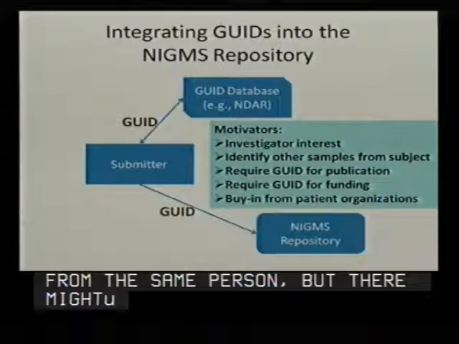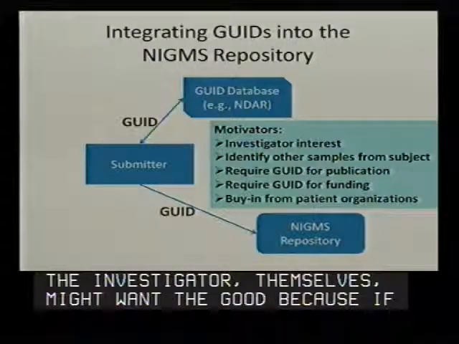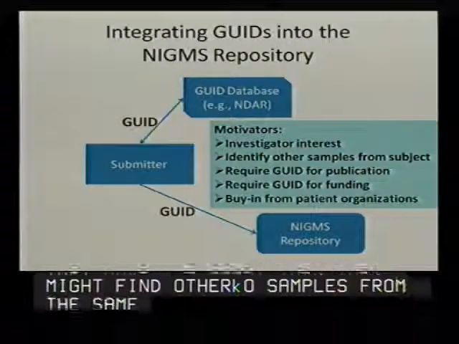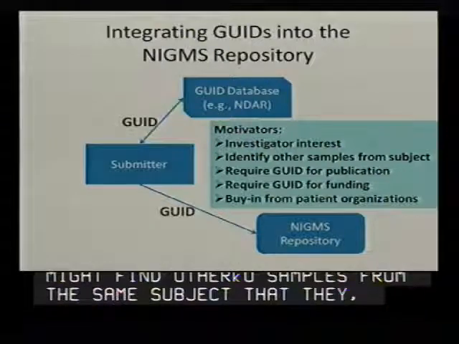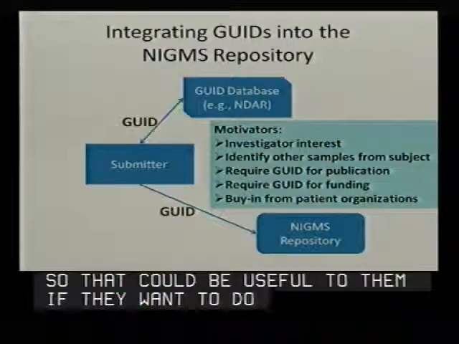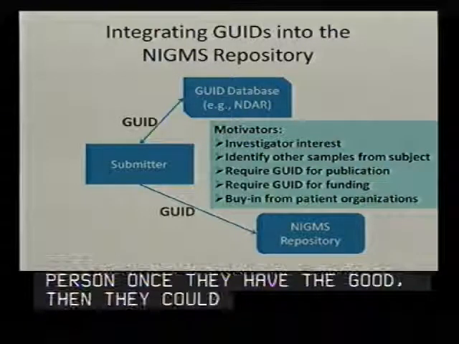The investigator themselves might want the GUID, because if they have the GUID, then they might find other samples from the same subject that they themselves didn't collect. That could be useful to them if they want to do research on other samples from the same person. Once they have the GUID, they could potentially find them if the person has other samples somewhere else.